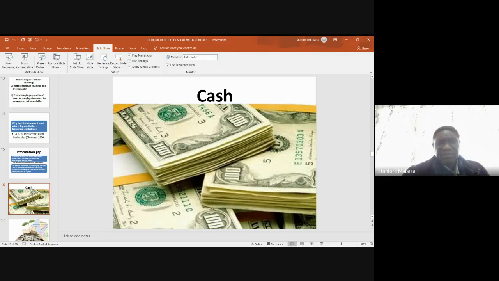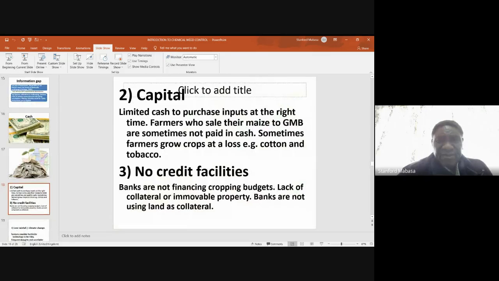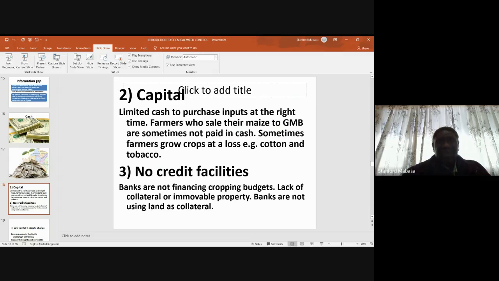Cash is a problem. So capital or cash to purchase inputs at the right time may not be available. At some point, when farmers sold their maize to GMB, it would take them a long time to get paid. And as a result, the farmers are not able to purchase inputs timely.